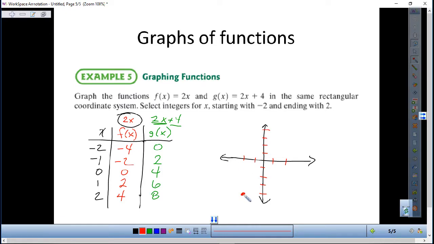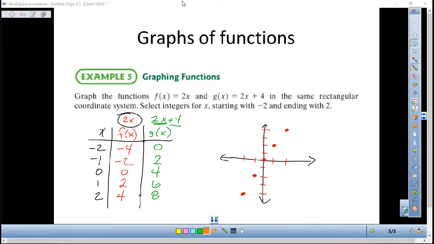That point right there. -1, -2. That point right there. Remember, the first one is your x, side to side. Second one is your y, up and down. And then 0, 0 at the origin. And then 1, 2. And 2, 4. So there's my line right there. Close enough, anyway.